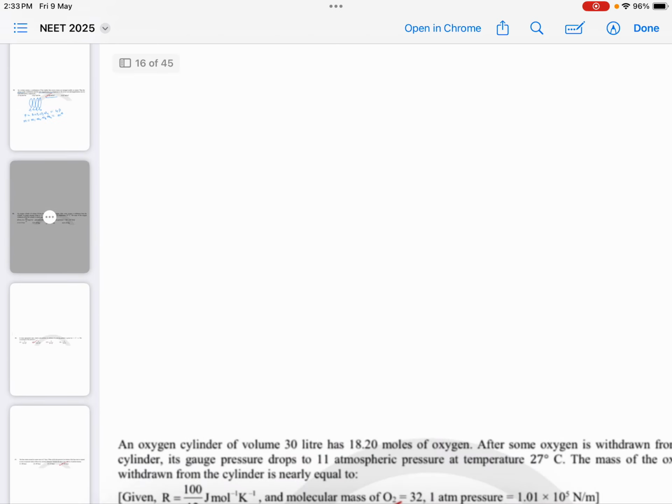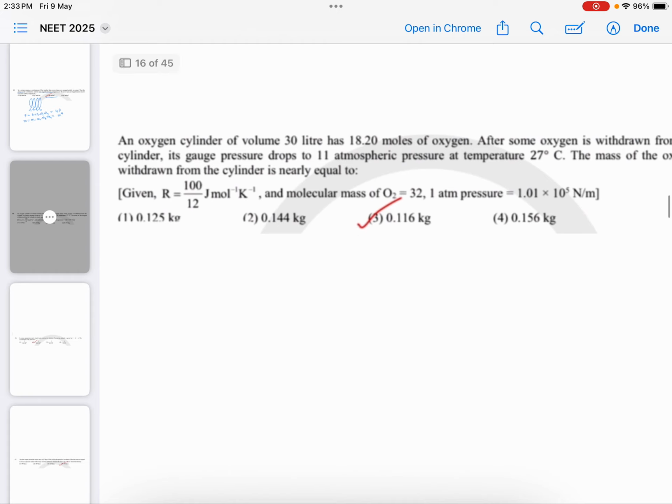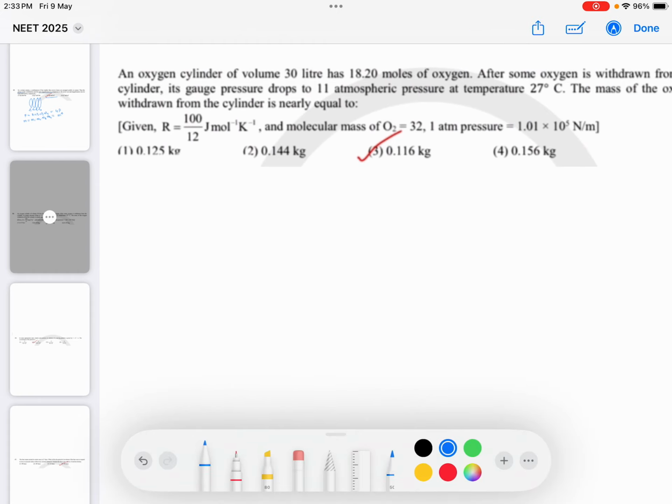And next one, an oxygen cylinder of volume 30 liters has 18.2 moles of oxygen. After some oxygen is withdrawn from the cylinder, its gauge pressure falls to 11 atmosphere pressure at 27 degrees. The mass of the oxygen withdrawn from the cylinder is nearly equal to. Here they are asking the mass of the gas.